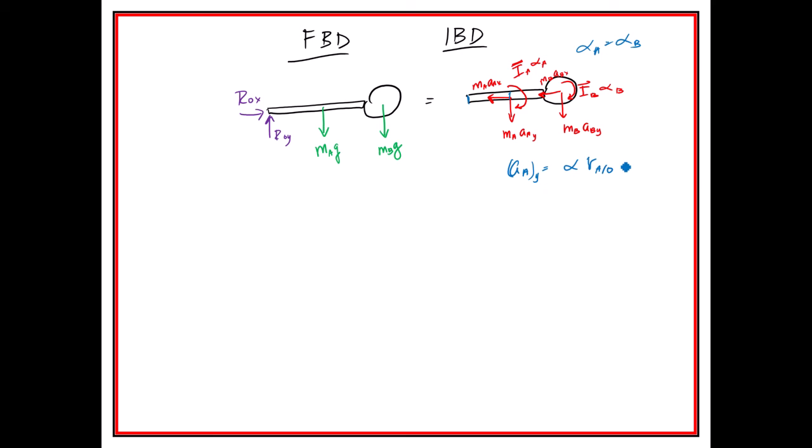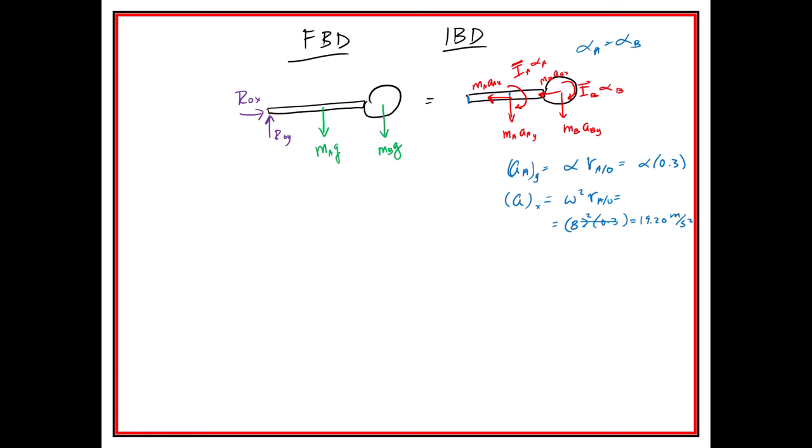And that ends up being alpha times 0.3. And then the acceleration in the x direction is going to be omega squared, and they both have the same omega, and that's also going to be R_A/O right here. So it ends up being, we actually know this is 8 squared times 0.3, or 19.20 meters per second squared.